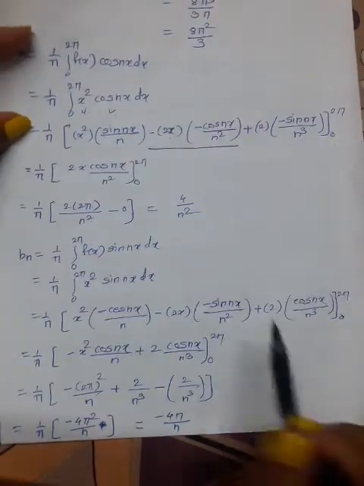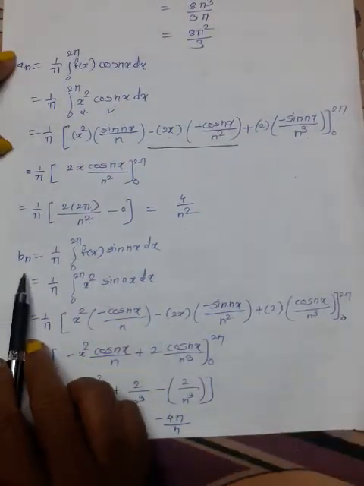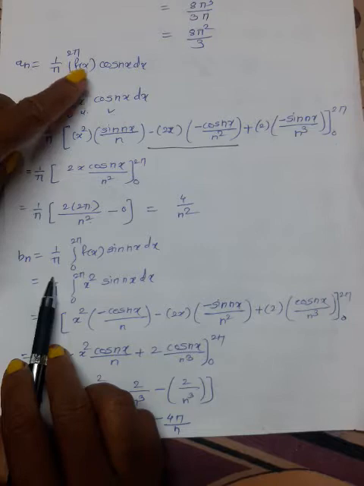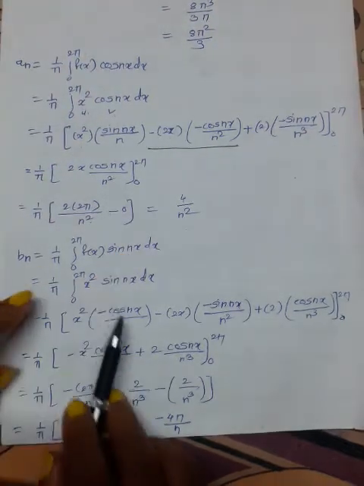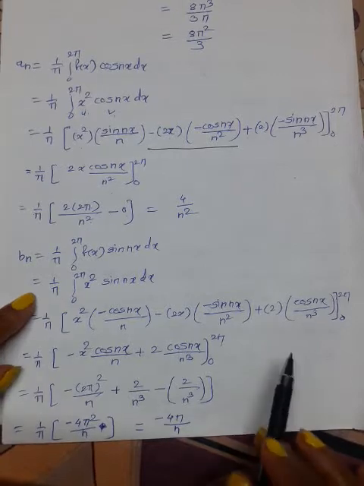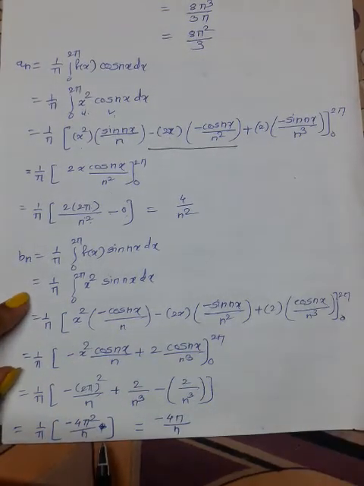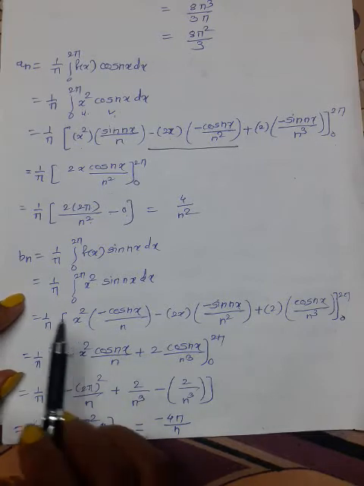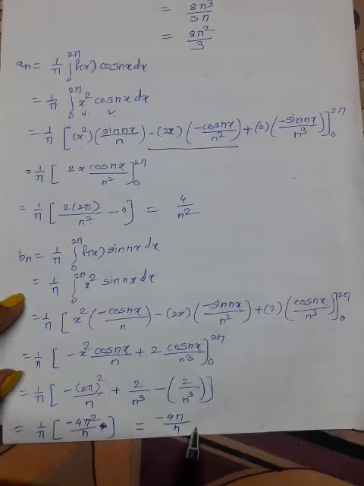Now in a similar way, start with bn. What is the difference between an and bn? Just replace cos by sin here; only the middle integration is different. These are the steps. The u into v rule, the same rule we have to follow. The answer for this bn is this.